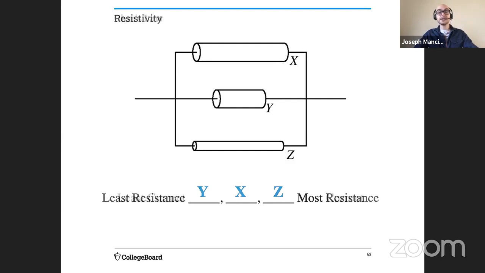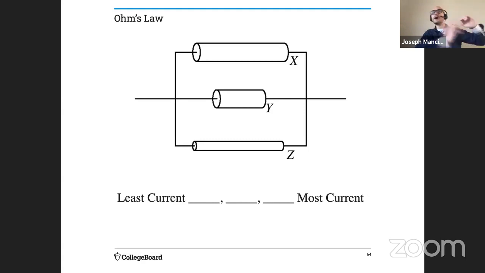Well, if these were connected in a circuit, which one would have the least amount of current through it? Now, they would all have the same potential difference. Those resistors are arranged, as we say, in parallel. The potential difference is the same between the wires on the left and the wires on the right, regardless of whatever path a charge takes through them. So the least current would be running through wire Z, and wire Y would have the most current.